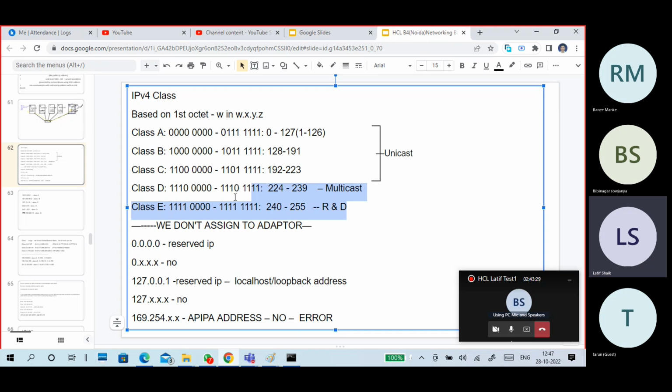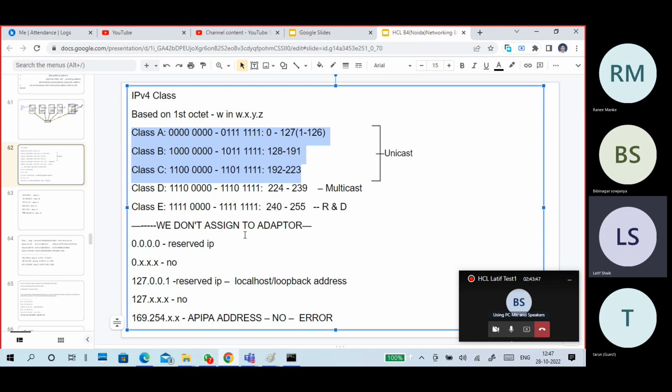The fifth class means class E. Don't say first class, second class, third class. Class E we are not using. It is R&D, in the 240 to 255 range. Multicast range also we are not assigning to adapters. We are only assigning to adapters.